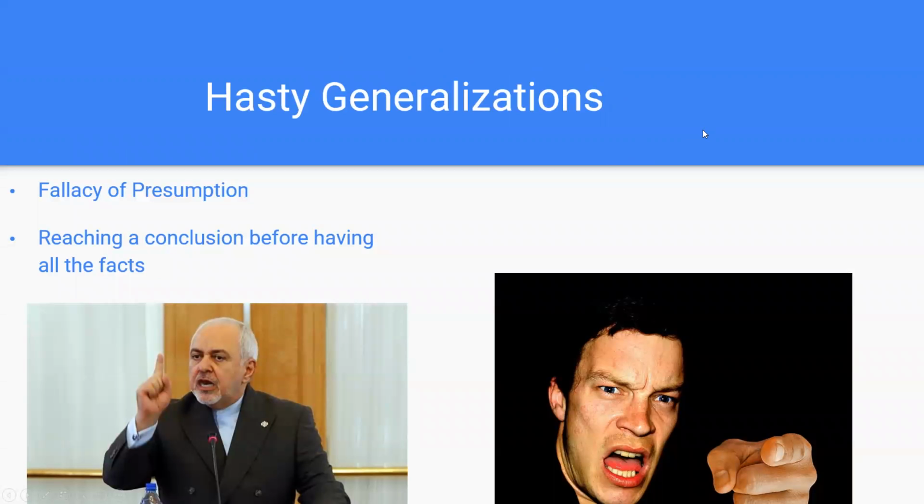So now we have hasty generalizations. This is a fallacy of presumption. And this one's kind of cut and dry. We're just reaching a conclusion before having all the facts. So jumping to conclusions is essentially what this is, and you want to avoid it. I would recommend gathering all the facts before making any kind of accusations or conclusions.